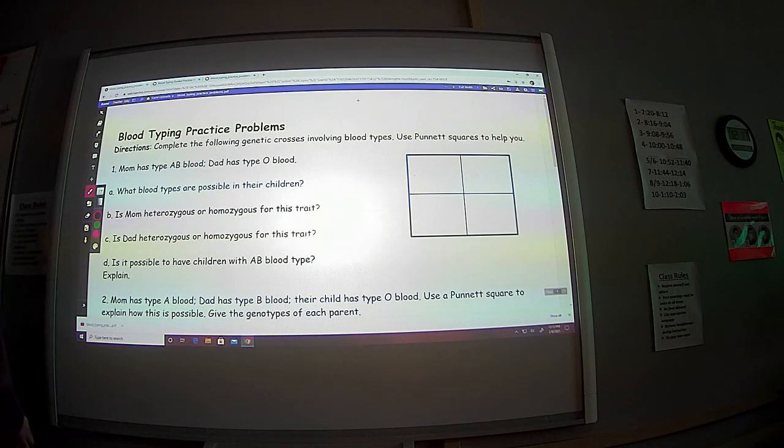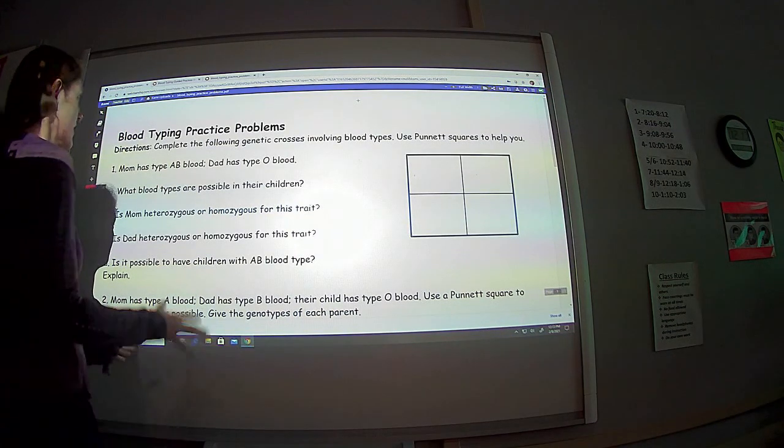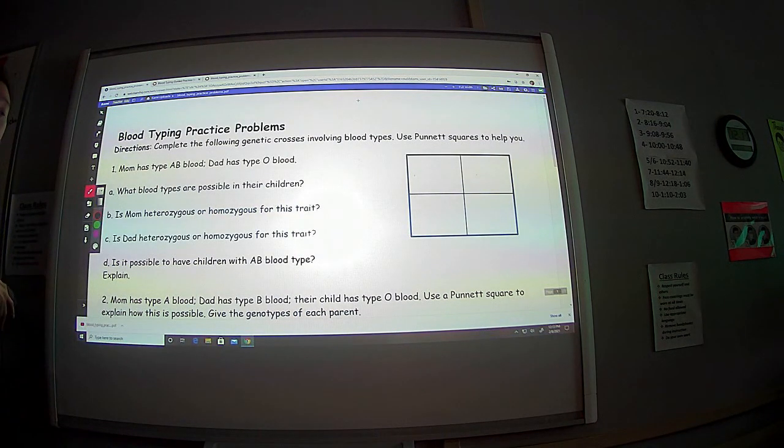All right, guys, today we're going to do some blood typing practice problems. So we've done incomplete dominance, we've done complete dominance, we've done codominance, and blood typing is part of codominance simply because you have 3 different blood types, and 2 of those alleles actually compete with one another to be dominant. That's your A and your B type blood.